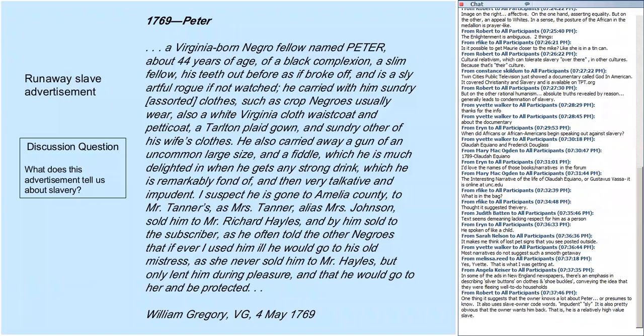We have an interesting comment. One thing the ad suggests is that the owner knows a lot about Peter, or presumes to know. It also uses slave owner code words, impudent, sly. It's also pretty obvious the slave owner wants him back.